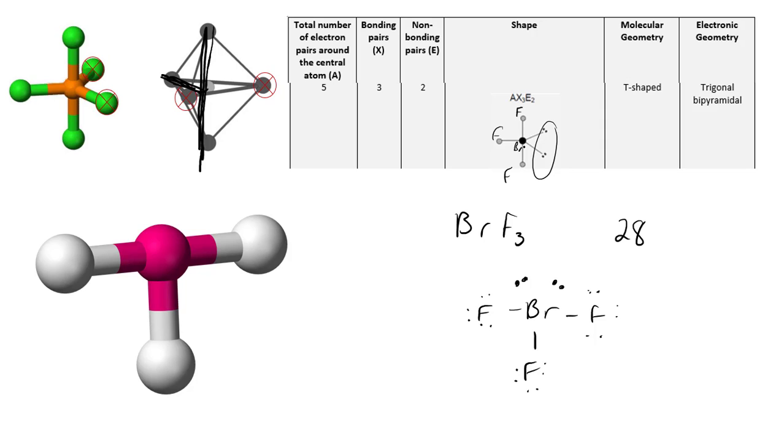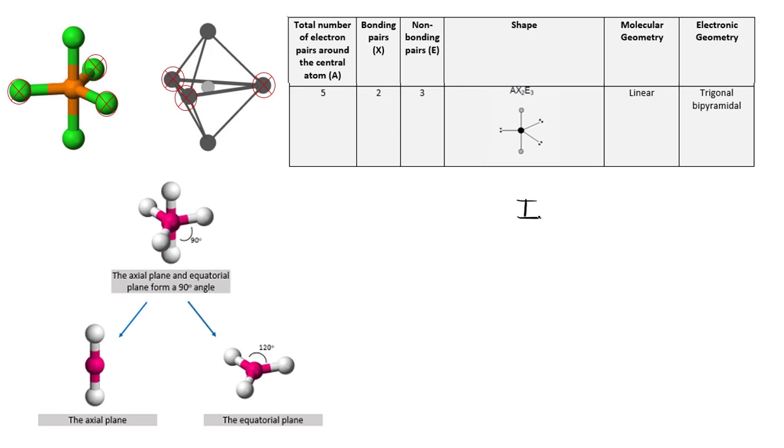Your central atom is the bromine, and you have your 2 electron groups, which means the electronic geometry is trigonal bipyramidal and your molecular geometry is T-shaped. Next, let's look at our iodine ion, I3-.